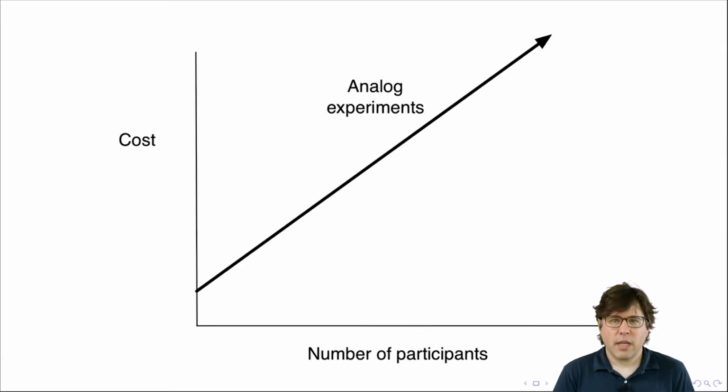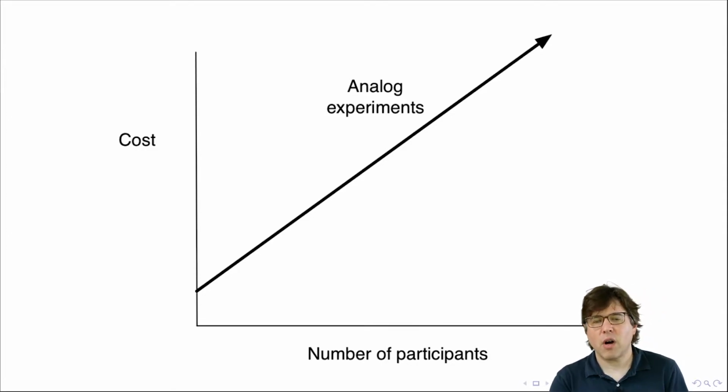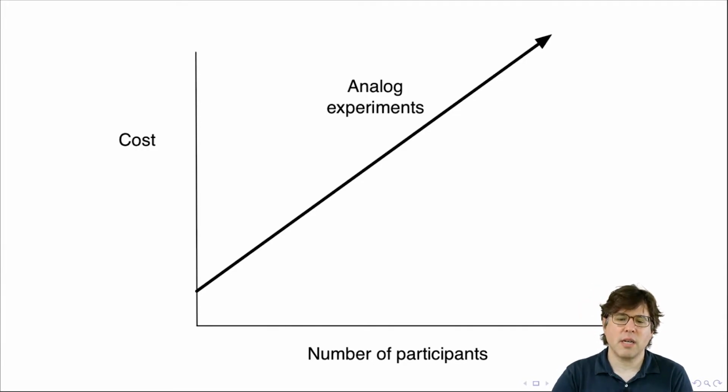So to understand where I think the power of experiments at scale comes from, it comes from having zero variable cost. This graph shows how the cost of an experiment increases as the number of participants increases for an analog experiment. There are low fixed costs, so it's relatively easy to get the first couple of participants, but if you want to double the number of participants, it costs twice as much. If you want to 10x the number of participants, it costs about 10 times as much.